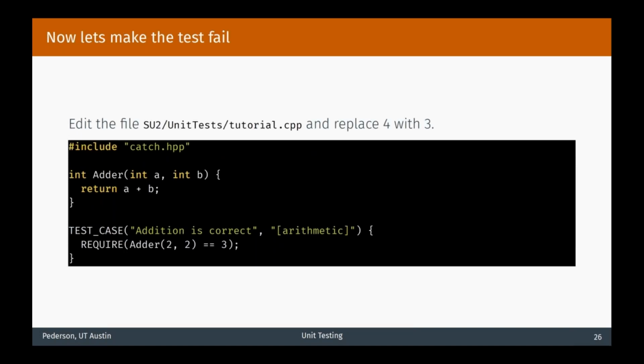So to show you what would happen if you make a test fail, you can go back into this test and you can just make 2 + 2 = 3 and see what happens. And so can you go to the next slide?